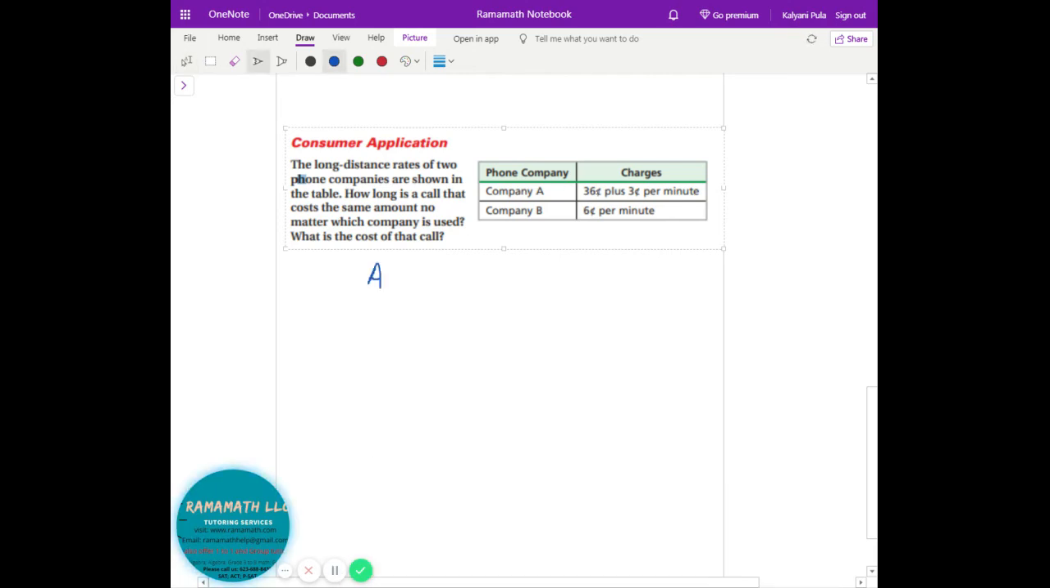So for company A, 36 cents plus, we don't know how many minutes we are going to talk. Let's say minutes are n. Let's use the letter n for them. So I don't know how many minutes, but I need to pay 3 cents per minute. So it's going to be 3n. It should be the same when I use company B, 6 cents per minute. So that means 6n. So now we made an equation out of this question. 36 plus 3n is equal to 6n. Now it makes more sense because it looks like a normal equation.